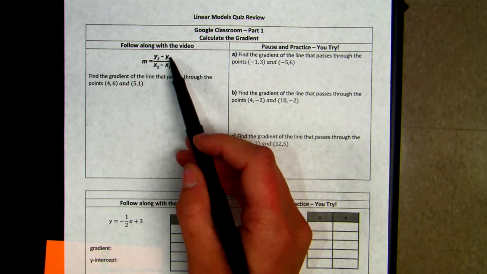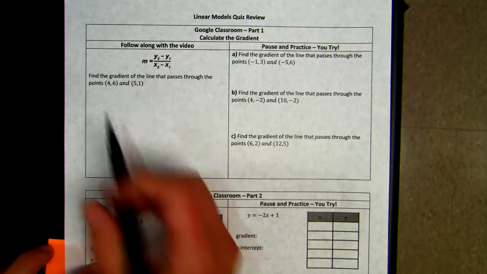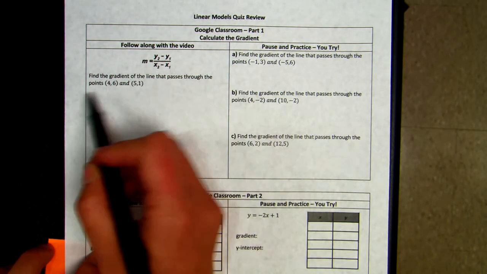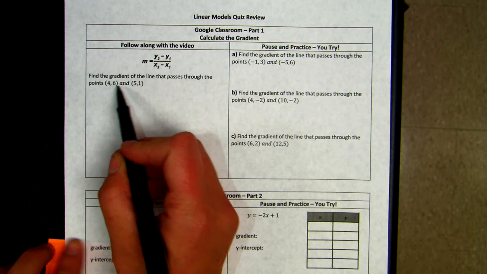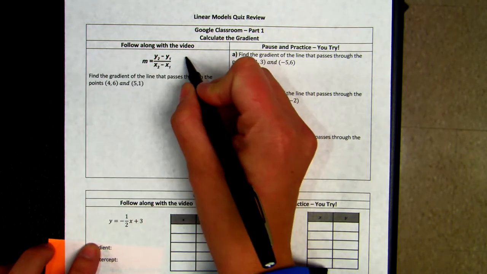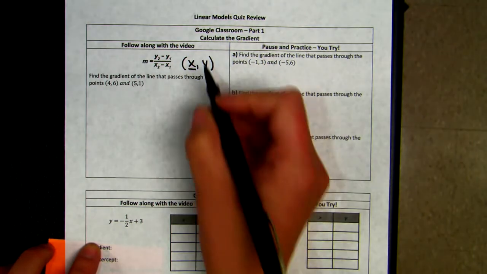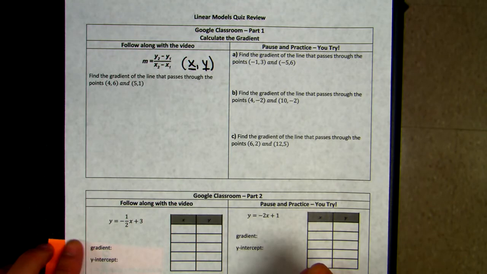So our change in y over our change in x, and we're given these 2 points. So it says find the gradient of the line that passes through the points (4, 6) and (5, 1). Remember, our coordinate points are always written as x, y. So the first value is always x, the second value is always a y value.